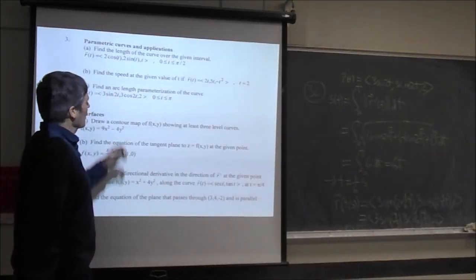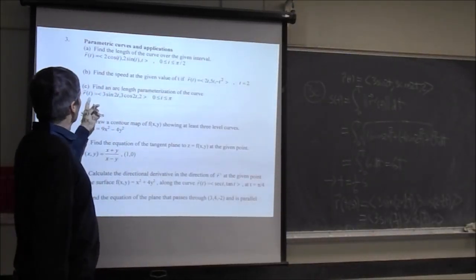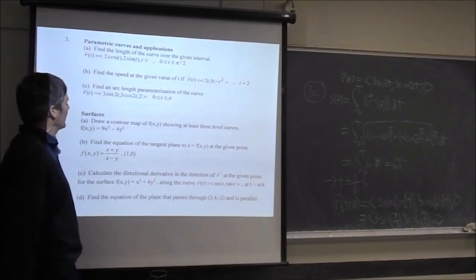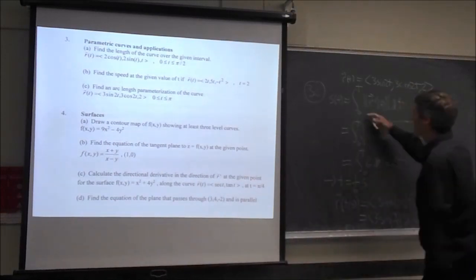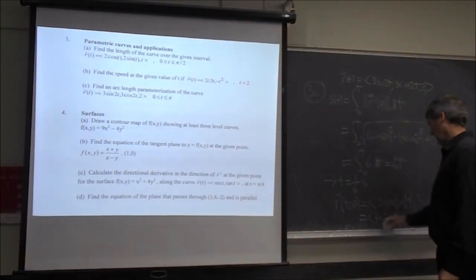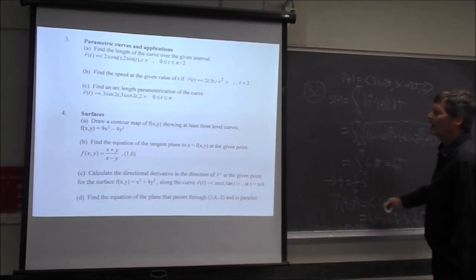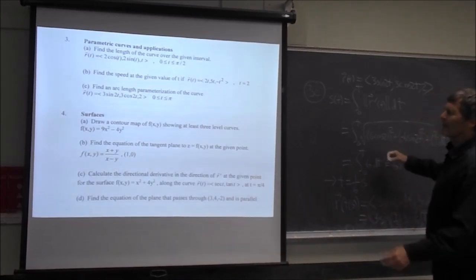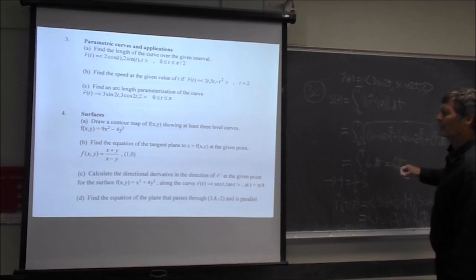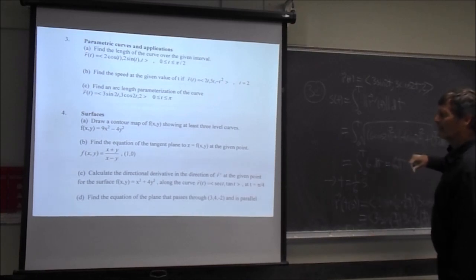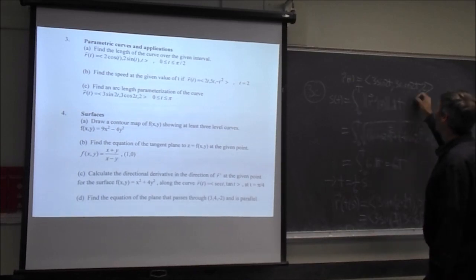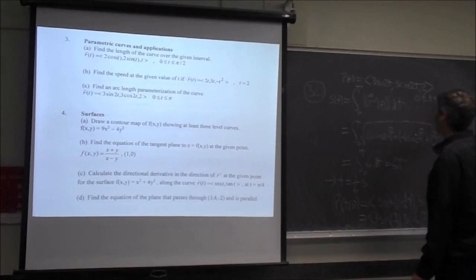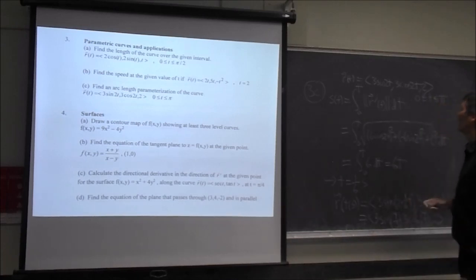Suppose instead I want an arc length parameterization of a curve. Here's the curve, r equals 3 sine 2t, 3 cosine 2t, with t running between 0 and pi. So this is actually a circle of radius 3 that we're sweeping out. How do we rewrite this circle, 0 less than or equal to t less than or equal to pi, with an arc length parameter, s?